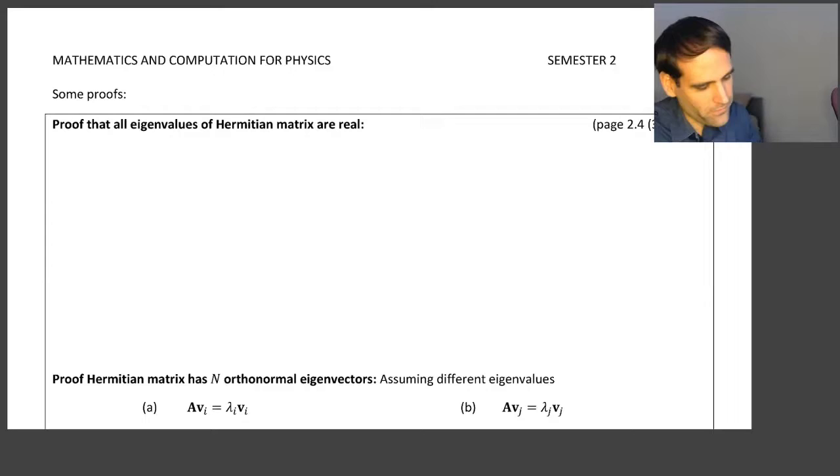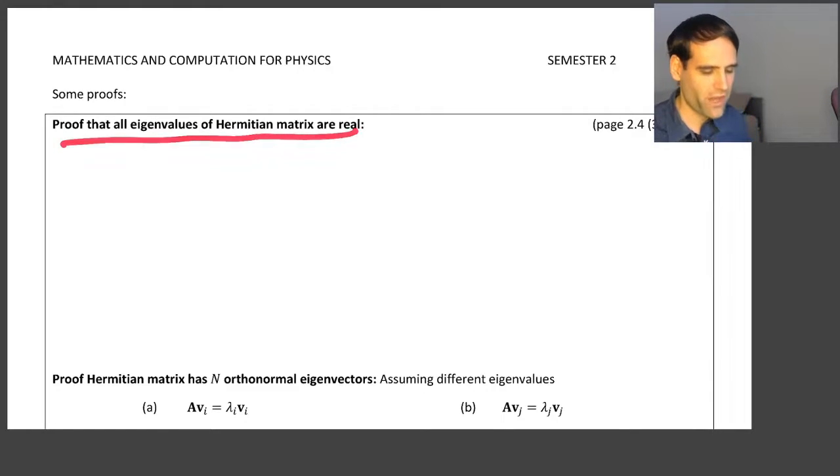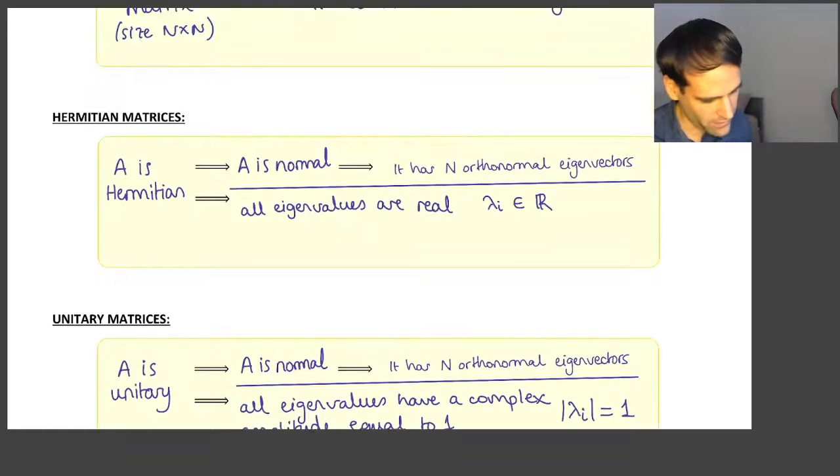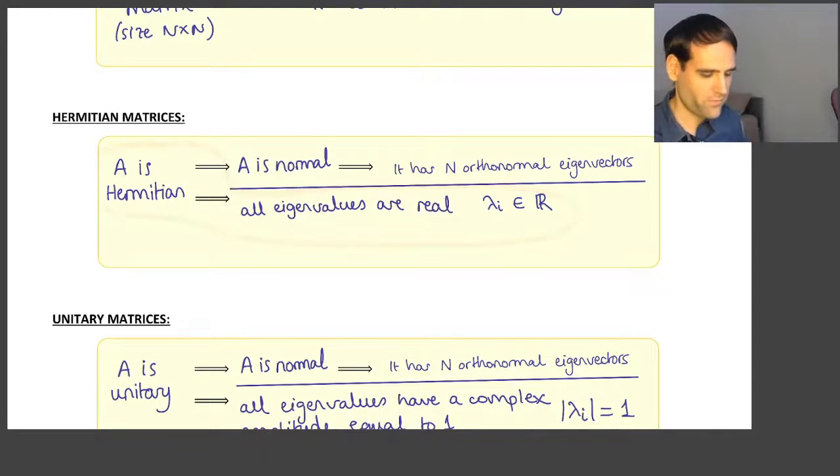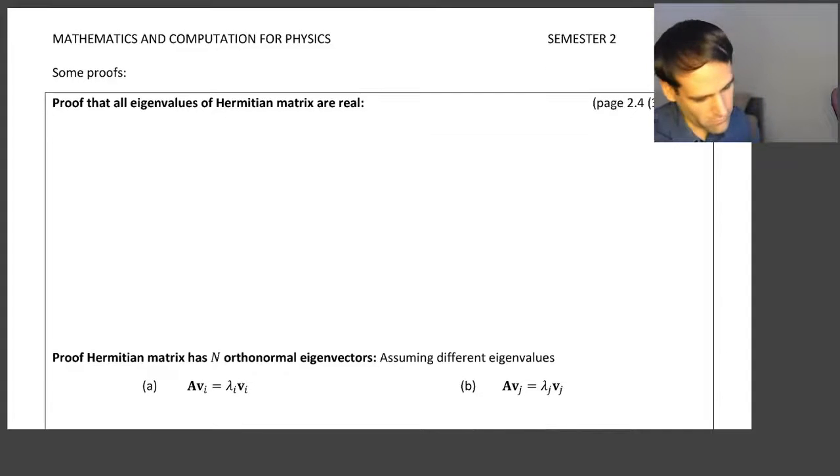So let me prove that all the eigenvalues of a Hermitian matrix are real. Okay, so that was stated here. I'm going to prove this arrow here. If A is Hermitian, all the eigenvalues are real. This proof is quite concise.